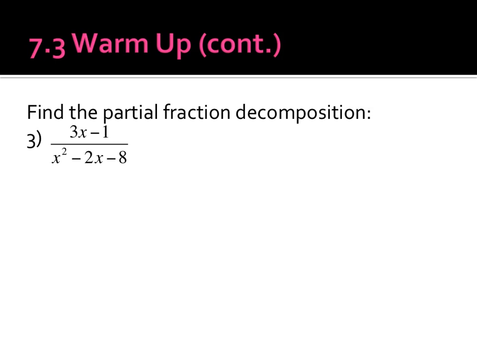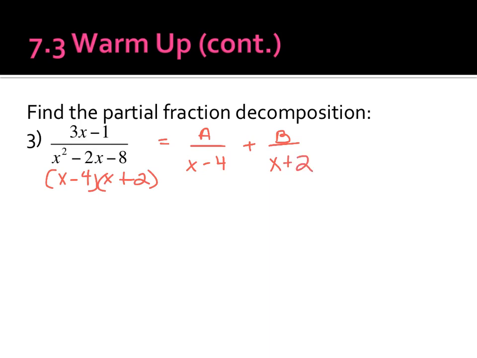This first one is: find the partial fraction decomposition. So the first thing you want to do is look at your denominator and factor it. The factors of -8 that sum to -2 would be -4 and +2. And then you've got two factors there. They're not repeated, so this is hopefully on the easier side, right? There's two factors, so each one gets a fraction.